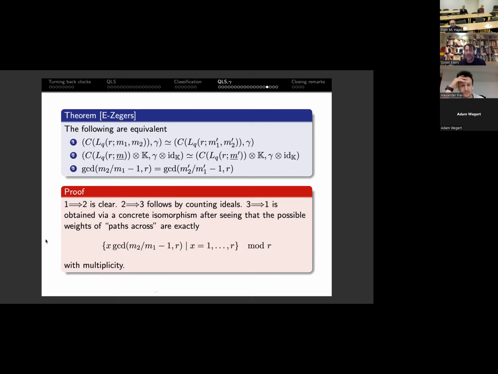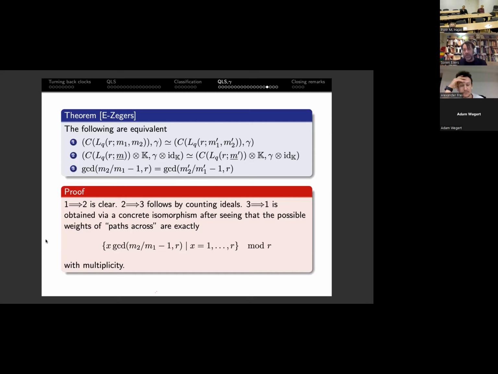And to prove this, it's sort of a very ad hoc result. I'm going to say a little bit about what I know in higher generality, but we can only sort of get by with this because the dimension is small. But 1 implies 2 is clear, right? I'm just stabilizing. 2 implies 3 is counting ideals, just like I did before. If you believe the proposition which says that this GCD number counts the number of ideals, then of course, if the C-star algebras are stably isomorphic in a way preserving the stabilized gauge action, then the fixed point algebras must be stably isomorphic, and so they have the same number of ideals.